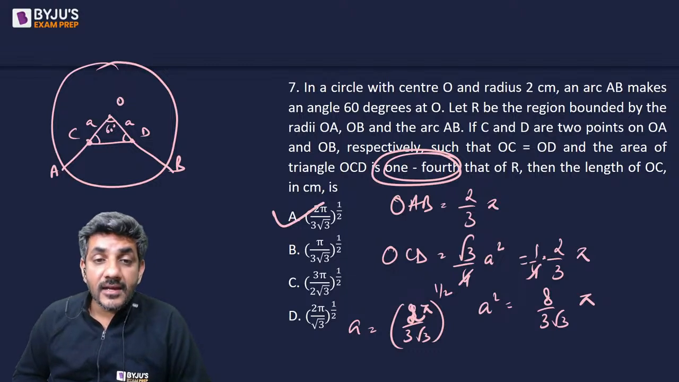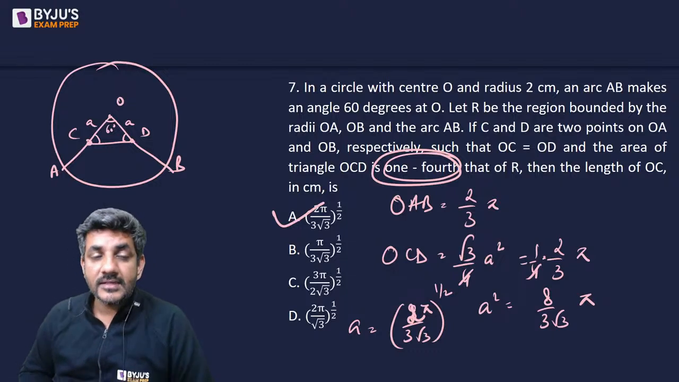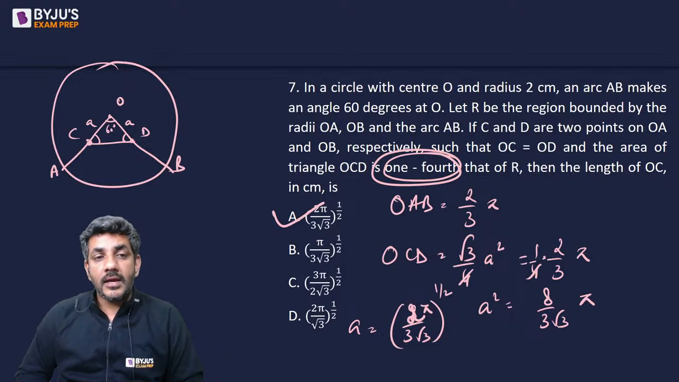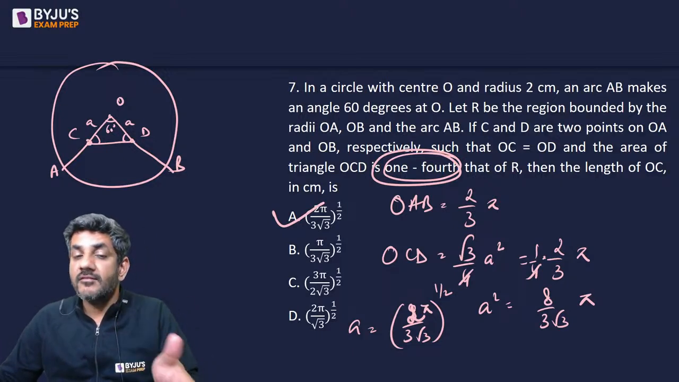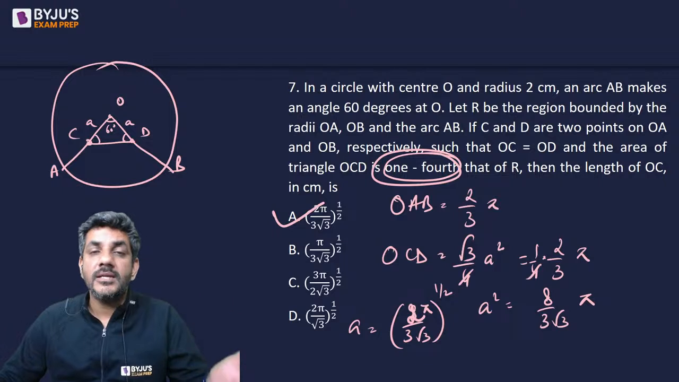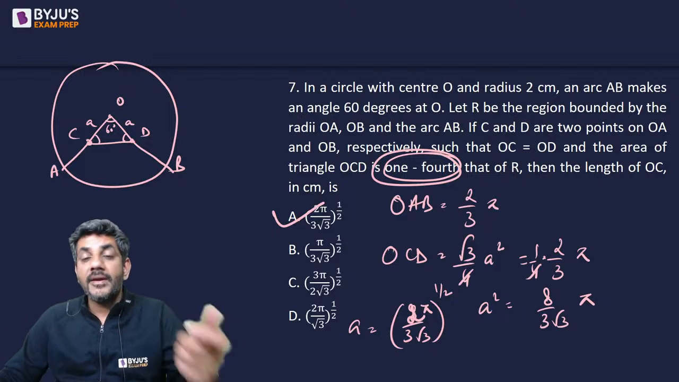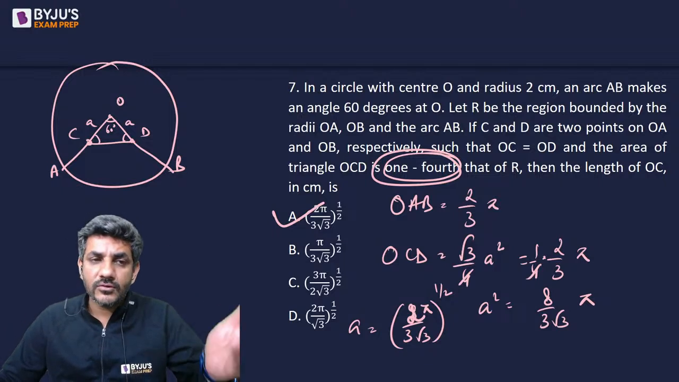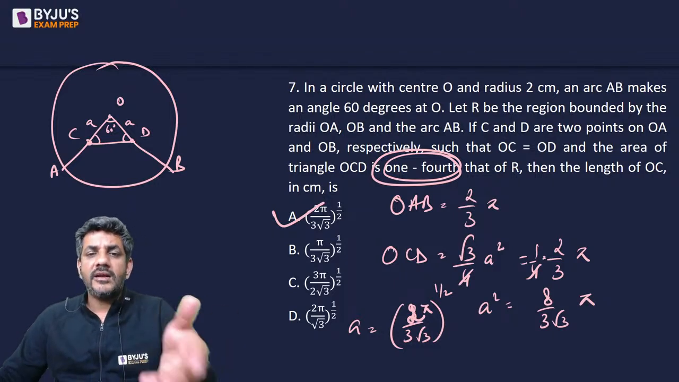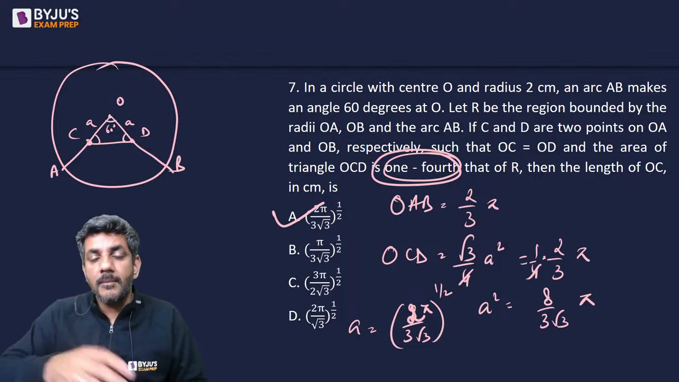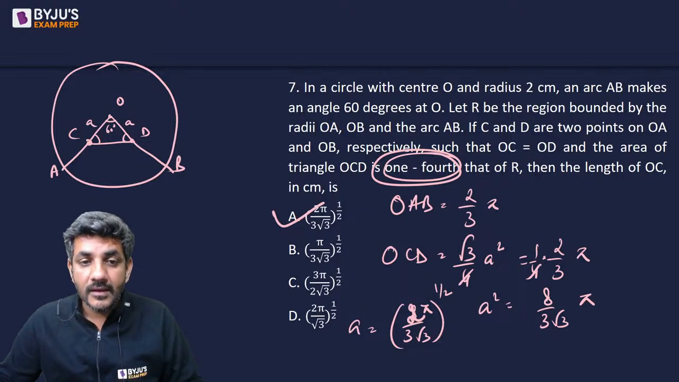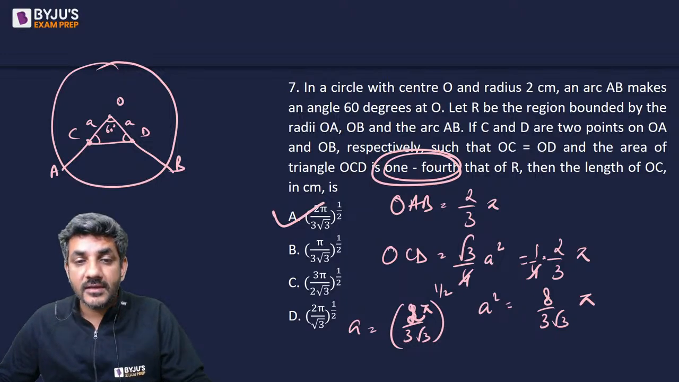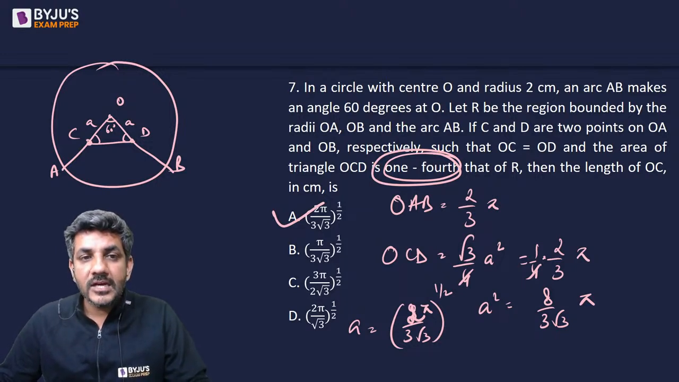Area of the sector OAB is pi r square, that is pi into 2 square, 4 pi, right? Into 60 by 360 degrees. So 4 pi by 6, which is 2 pi by 3. Area of OCD will be 1/4 of that. Now OCD becomes an equilateral triangle, because the angle at O is 60 and OC and OD are equal, so the opposite angles will be equal. The area of an equilateral triangle is root 3 by 4 a square. We compared it with 1/4 of 2/3 pi because this area is 1/4 of that sector. From that we got A as 2 pi divided by 3 root 3 whole to the power 1/2. That was question number 7.